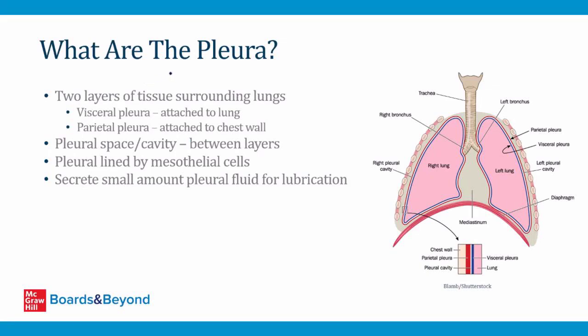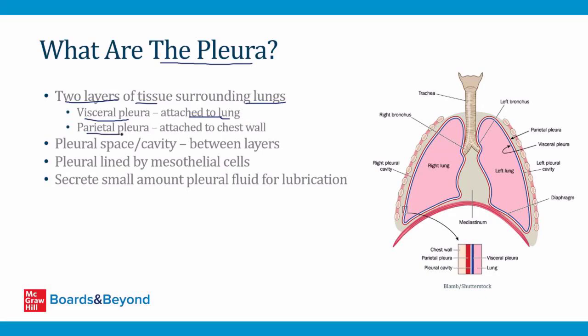Before we can talk about pleural diseases, let's talk about what we mean when we use the term the pleura. So the pleura are two layers of tissue that surround the lungs. The first layer is called the visceral pleura. This layer is attached to the lung, and the word viscera means organ, so that's why this layer is called the visceral pleura, because it's attached to the organ or the lung.